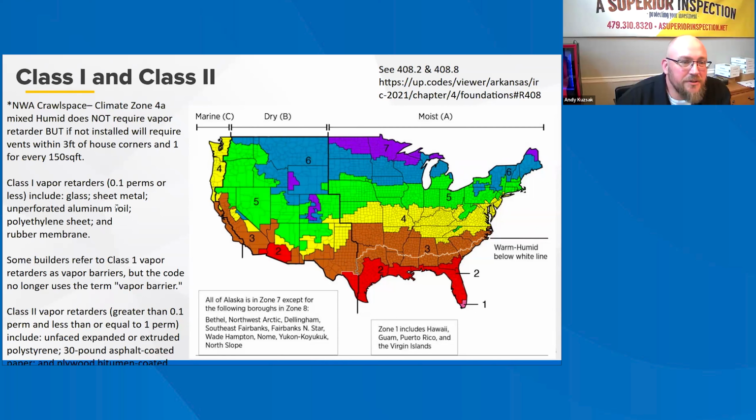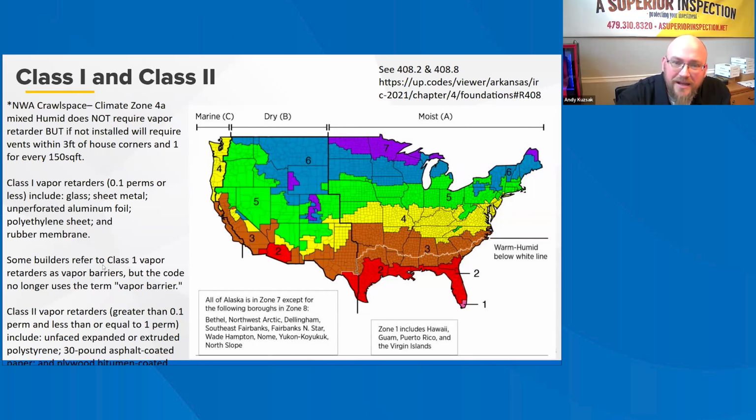Class 1 vapor retarders include glass, sheet metal, unperforated aluminum foil, polyethylene sheet, and a rubber membrane. Some builders refer to Class 1 vapor retarders as vapor barriers, but the code no longer uses the term vapor barrier. And Class 2 vapor retarders, greater than 0.1 perm and less than or equal to 1 perm, include unfaced, expanded, or extruded polystyrene, or 30-pound asphalt-coated paper, and plywood, bitumen-coated paper.